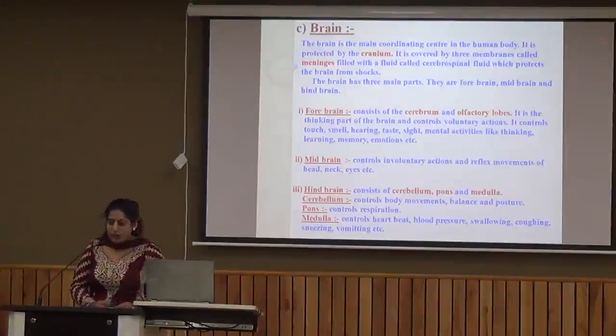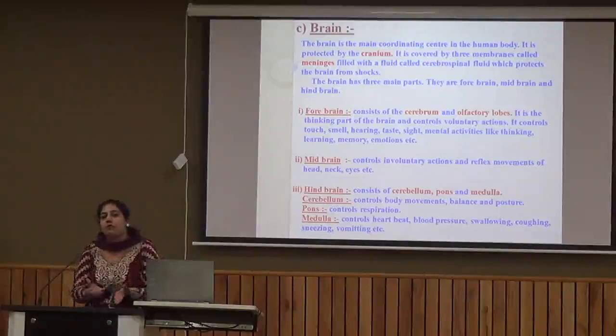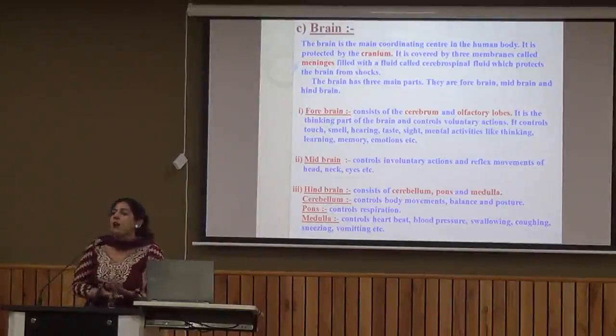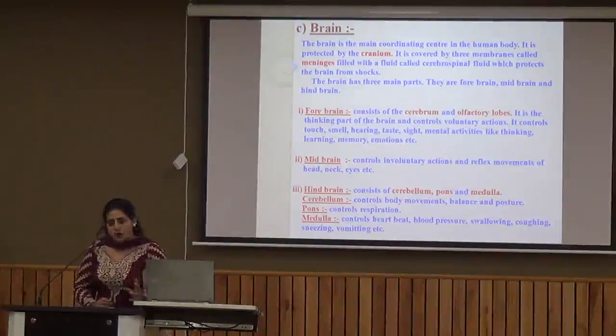Now coming to functioning, your forebrain, which was the blue one, the cerebrum. It consists of the main cerebrum and the olfactory receptor. That means the biggest portion of the brain is the thinking part of the brain. All the thinking, your sight, your smell, all the 5 receptors which we have studied, the cerebrum is responsible.